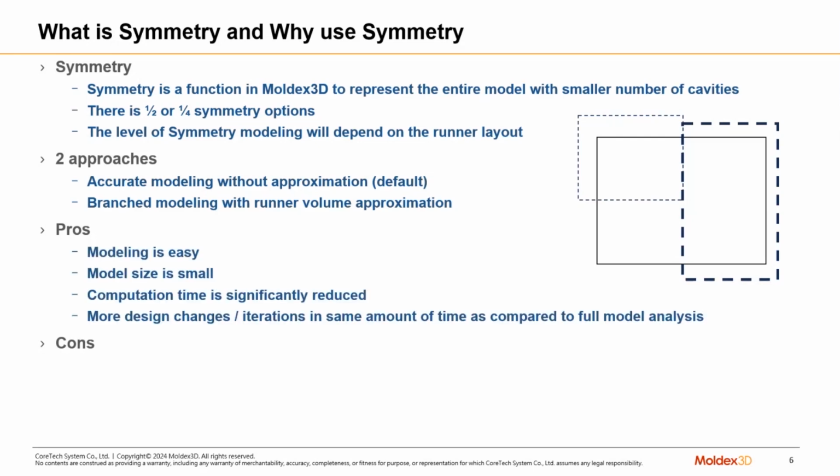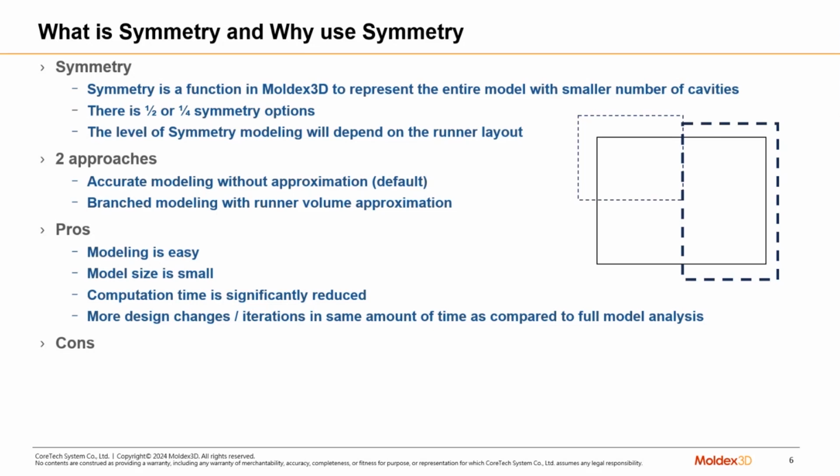So what are the pros to this, right? Modeling is super easy in this, and the model size is small. You are not considering the entire mold, but just either a quarter or the half. Computational time is significantly reduced. This is the bottom line, right? We want to reduce our computational time and get more done in less time. You can improve your speed by using the symmetry function. You can run more design changes and iterations in the same amount of time as compared to full model analysis.